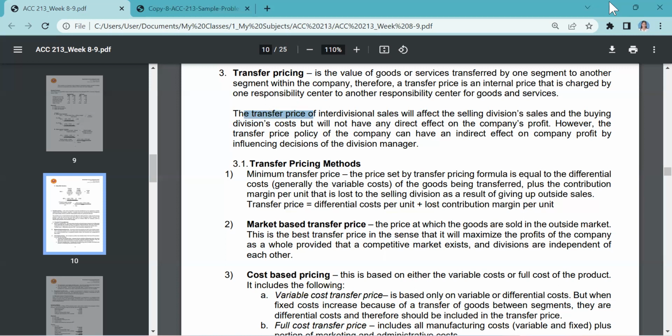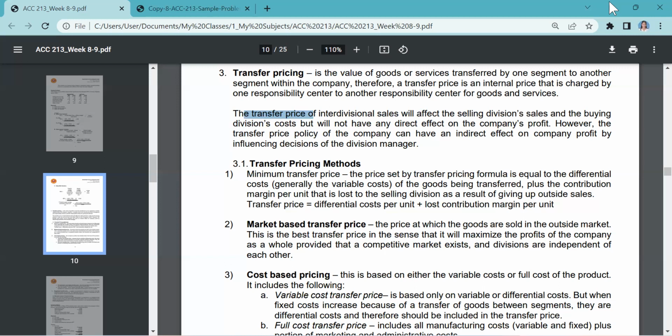So again, since the responsibility centers are to be evaluated individually, they have their different objectives, different targets to accomplish. So of course, if the responsibility center is the selling division, the transfer price that they set is crucial, because it would affect their performance evaluation.